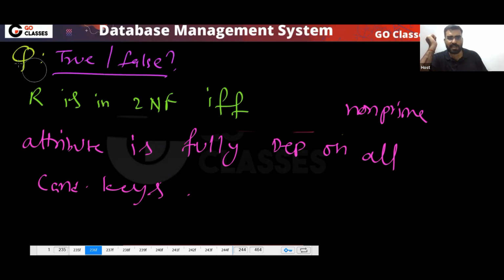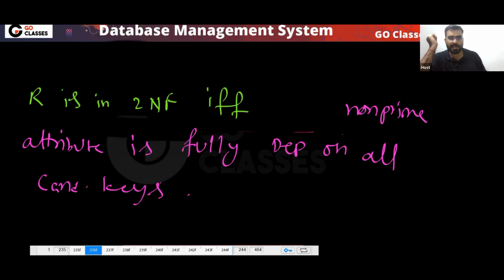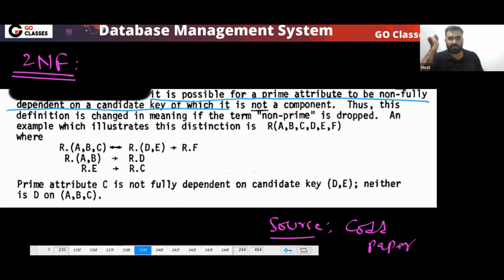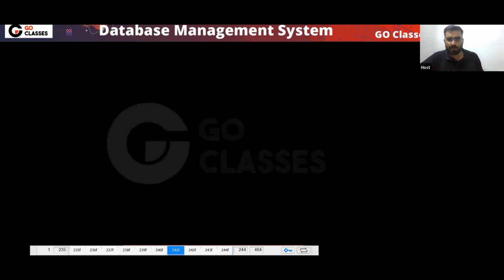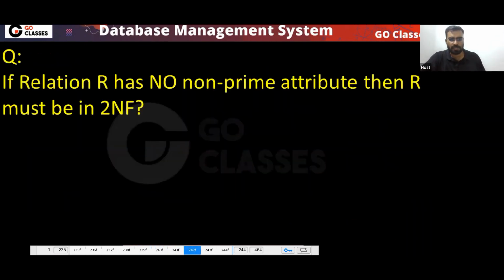So remember, this is the final definition. Ultimately, this is the definition: R is in 2NF if all non-prime attributes are fully dependent on all keys. Did you understand 2NF? So remember, in 2NF, this can be possible: we don't care whether a prime attribute is partially dependent or not. Is this point clear?